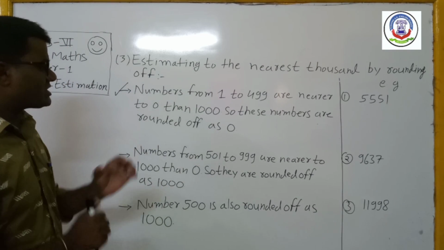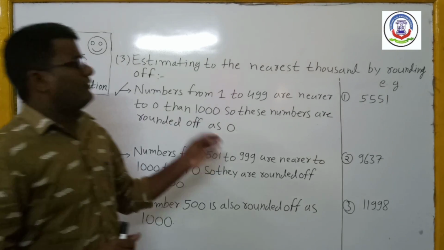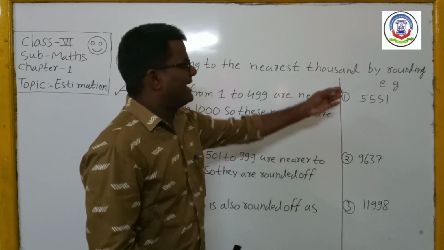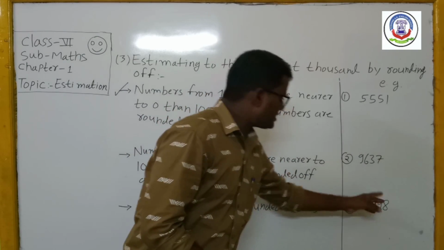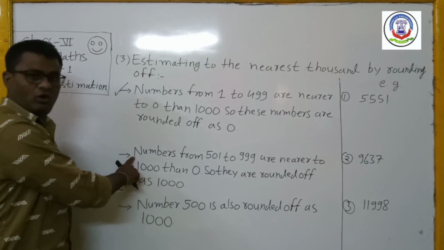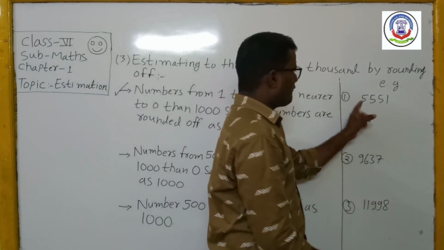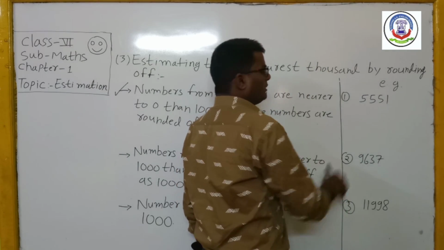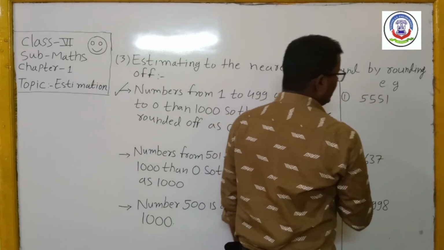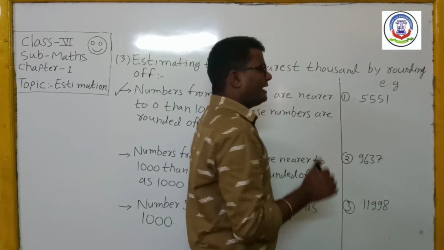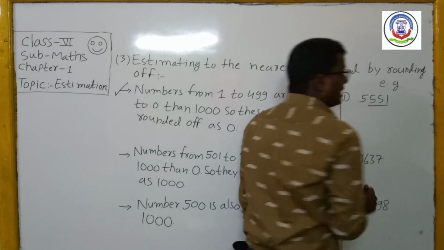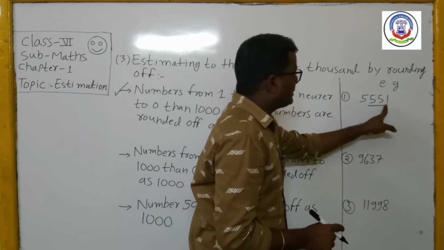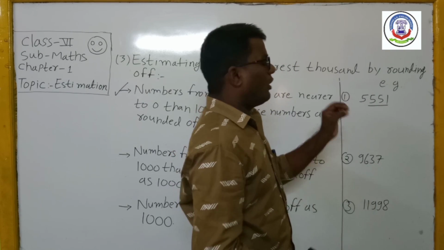To understand this, we will solve some examples. Here I write some examples for this point. Okay sir, here our first example we are given 5551. Now underline these 3 digits at ones, tens and hundred place. Okay, now what is the number?